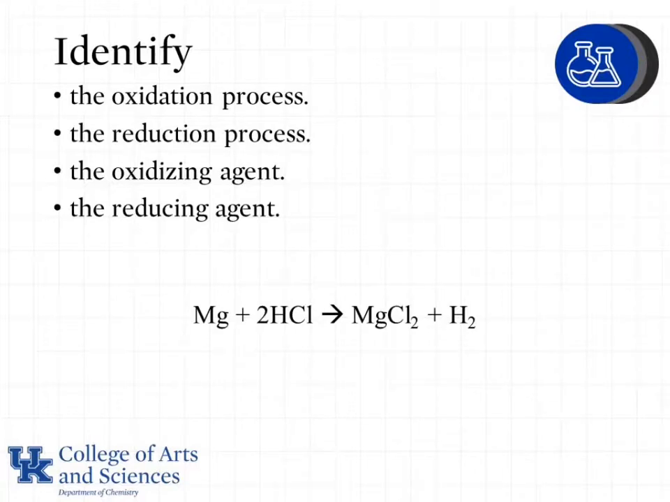Magnesium is a free element and has an oxidation number of 0. Hydrogen has an oxidation number of +1. Chlorine has an oxidation number of -1. Magnesium has an oxidation number of +2. Chlorine has an oxidation number of -1, and hydrogen as a free element has an oxidation number of 0.